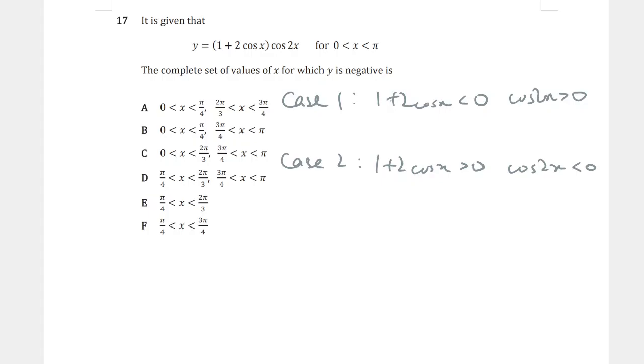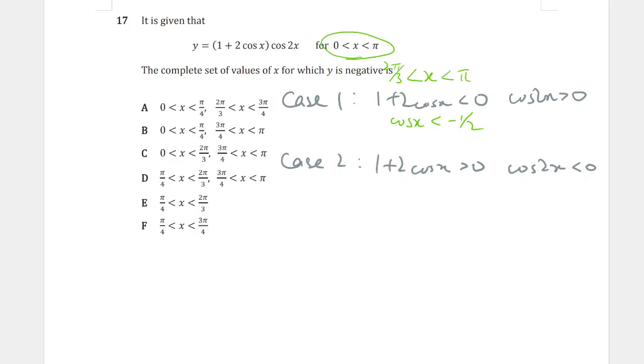So case 1 is when 1 plus 2 cos x is less than 0. So cos x is less than negative 1/2. When does that happen? When is cos x less than negative 1/2? Well, it happens between 120 and 180, because today I only care about from 0 to pi. So it's between 2 pi over 3 and pi. So the range here is x is between 2 pi over 3 and pi.